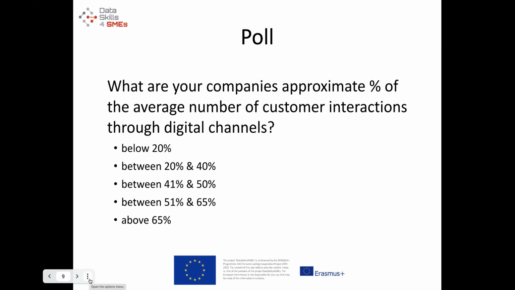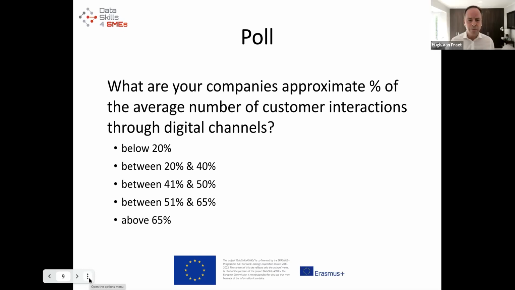So we have 6 out of 17 responses saying they have below 20%, which is 35% of our respondents. 2 people out of 17 have between 20 and 40%. 3 out of 17 have between 51 and 65. And above 65%, it's 6 out of 17. So the 2 biggest chunks, each representing 35% of our participants, are either below 20% or above 65. Okay, great. Thank you very much for participating in the poll, everyone.